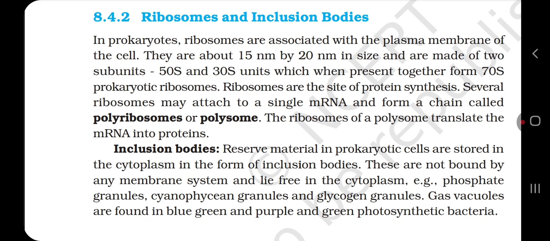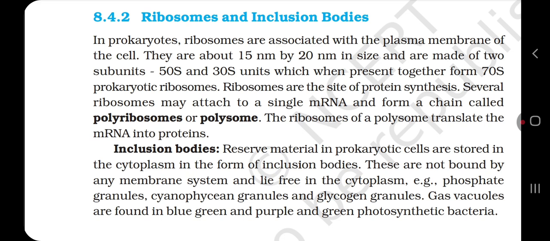Ribosomes are the site of protein synthesis. Several ribosomes may attach to a single mRNA and form a chain called the polyribosomes or a polysome. The ribosomes of a polysome translate the mRNA into proteins. Inclusion bodies. Reserve material in the prokaryotic cell is stored in the cytoplasm in the form of inclusion bodies. These are not bounded by any membrane system and lie free in the cytoplasm.